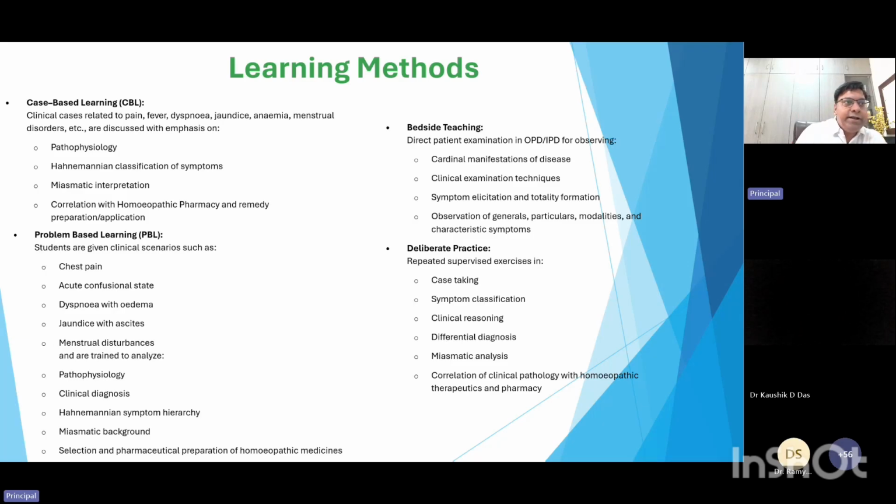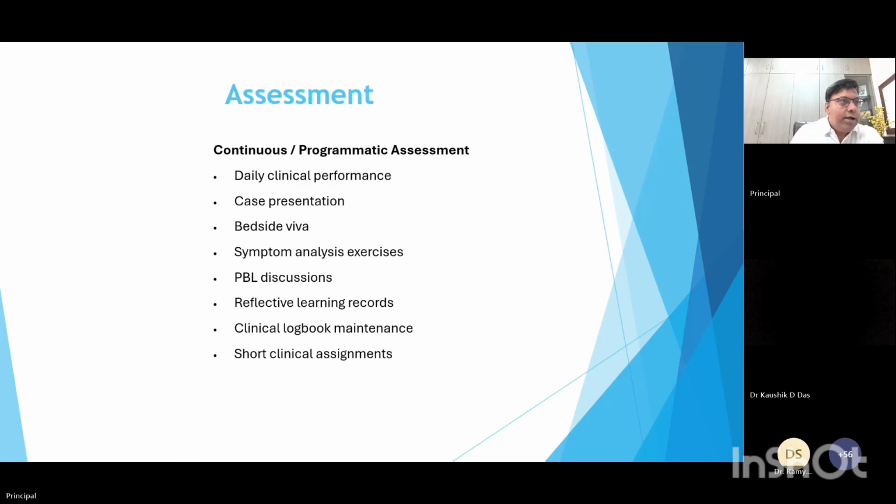Bedside teaching and deliberate practice. The examples are given. PPTs will be shared with you all. So I am moving ahead. Continuous programmatic assessment includes all these points. Daily clinical performance, case presentation, bedside viva, symptom analysis exercises, problem-based learning discussions, clinical logbook maintenance, and short clinical assignments.